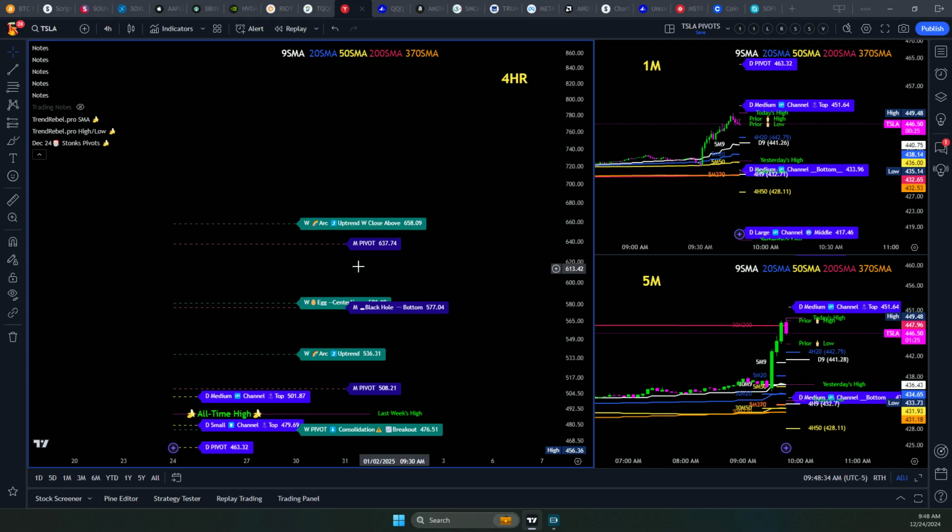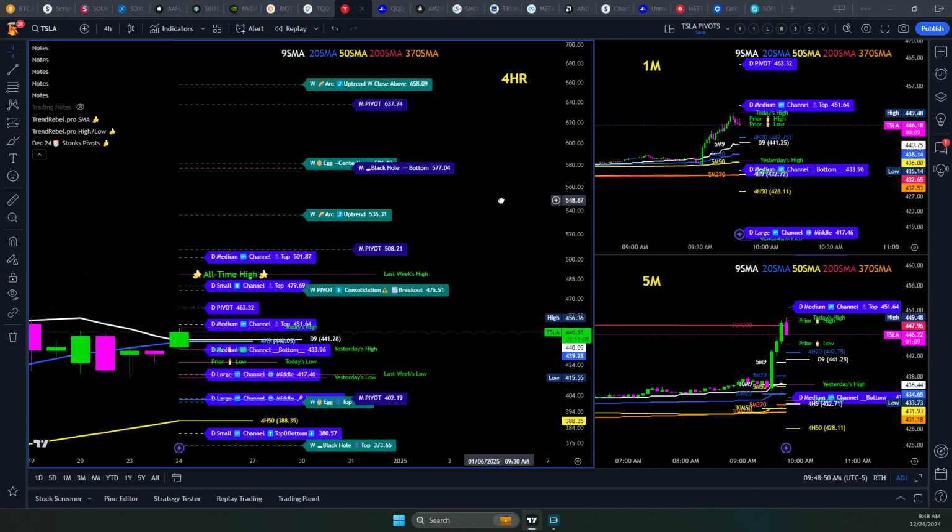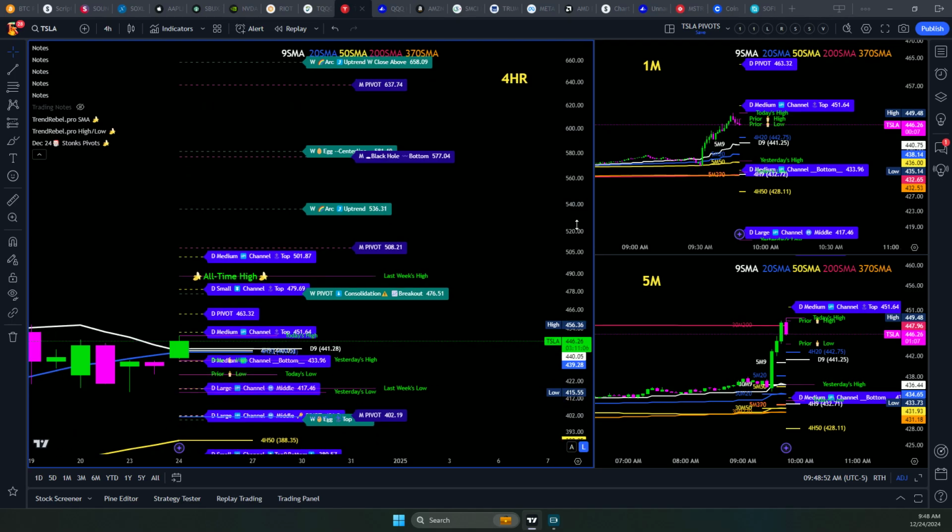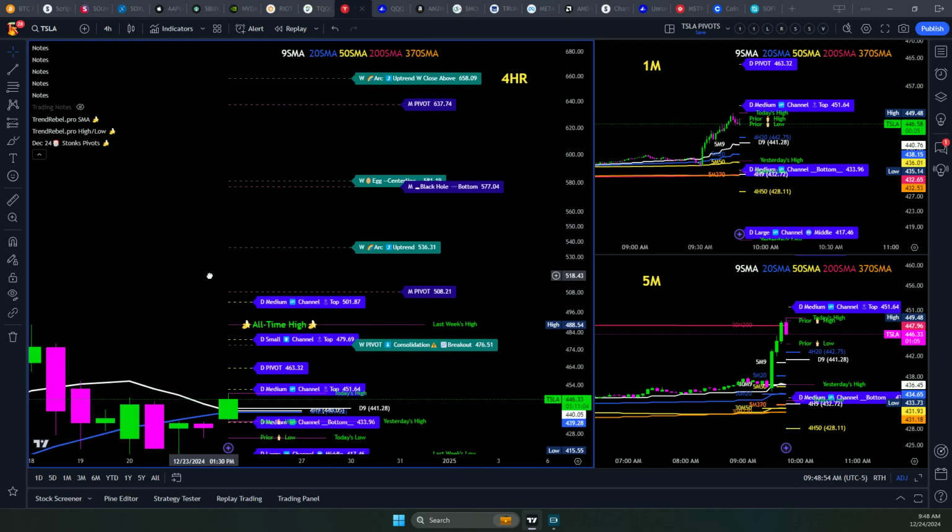We need to close above this. A weekly close above this number would be a very, very bullish, strong signal. So that's why we wrote close above. On this arc, we want the uptrend, we want the weekly close above 658.09. Currently, you can see we're pretty far away from that right now. We do have some time, and it is Christmas.